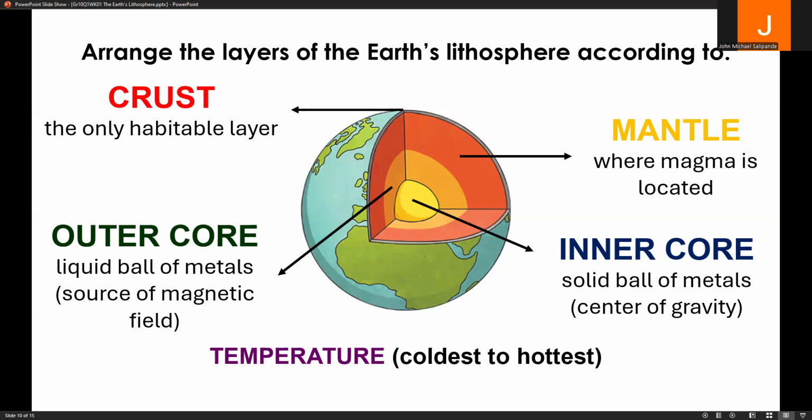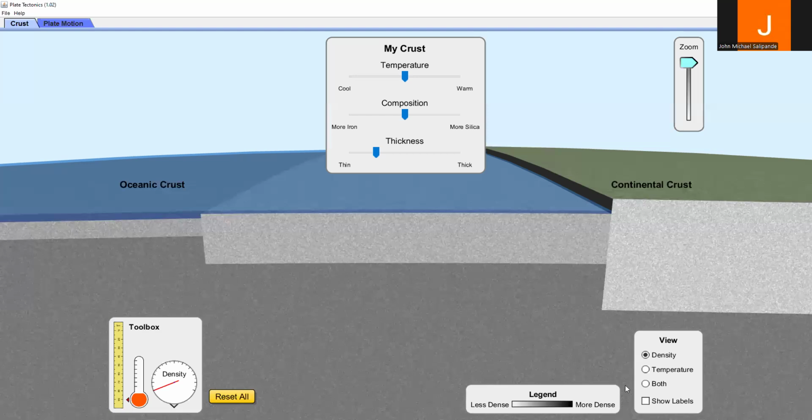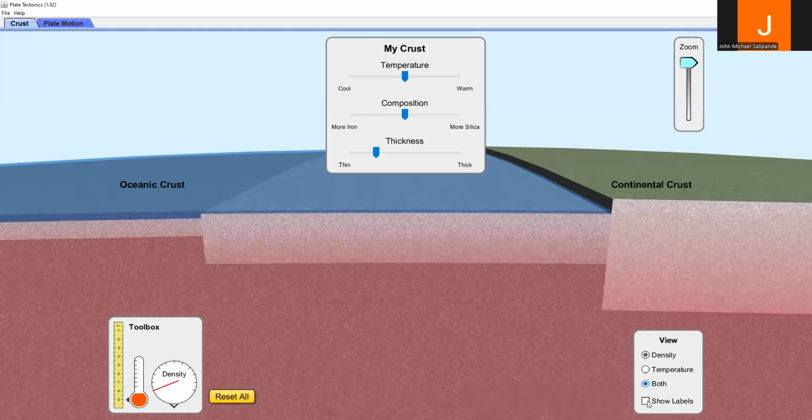Now, for temperature, we arrange it from hottest to coldest. So let's be guided by this simulation from PhET. Let me just share my screen. Okay, let me just manipulate the settings and then zoom this out.